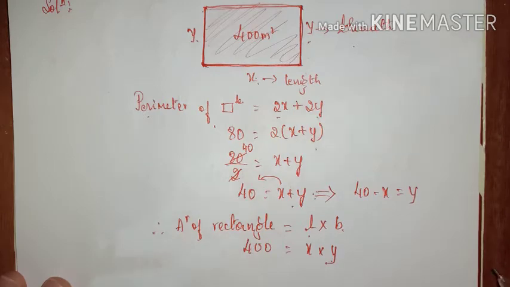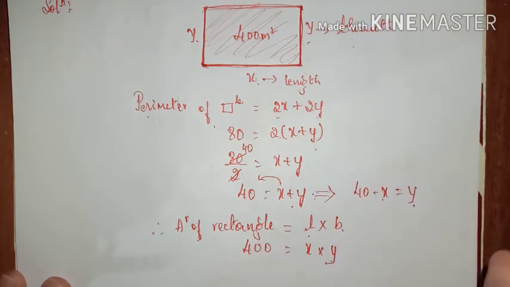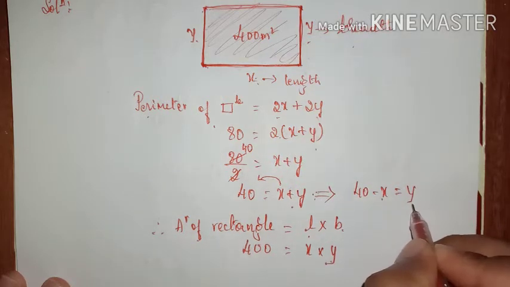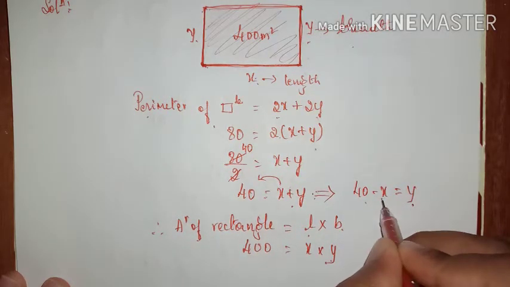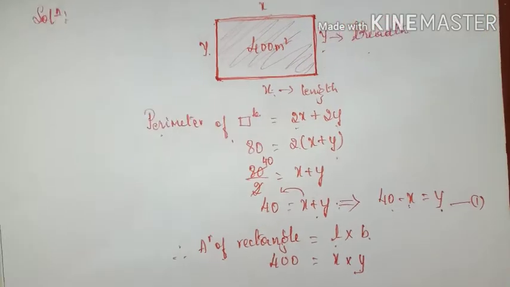I'm taking the y value in terms of x. That's it, nothing else, because I'm just converting that equation into one variable. Now here it is, the y value in terms of x. Let me take this as equation number 1. Now quite simple.